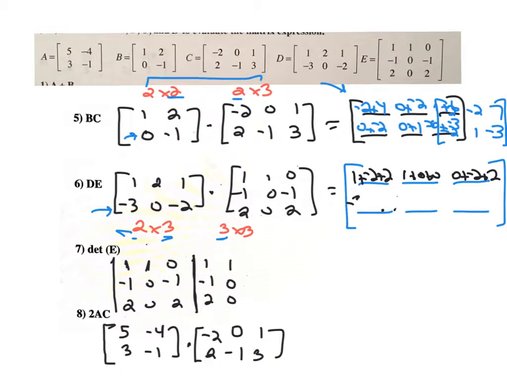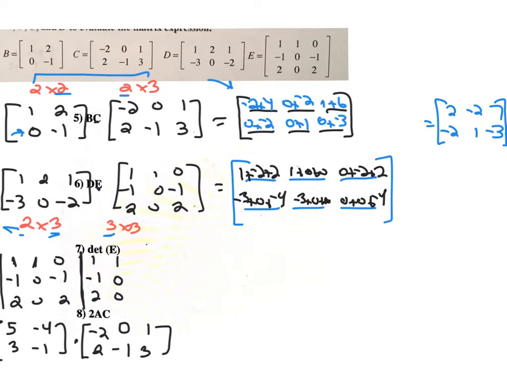Negative 3 times 1 is negative 3. 0 times negative 1. Negative 2 times 2. Negative 4. That's not much better. Second column, negative 3 times 1. Negative 3, 0 times 0, and negative 2 times 0. I like that one. Bunch of zeros. And the last column, negative 3 times 0, 0 times negative 1, and negative 2 times negative 2, negative 4.